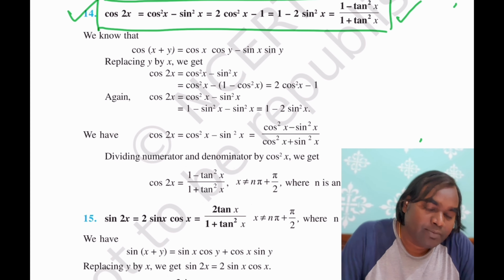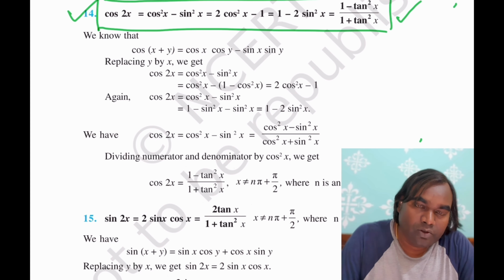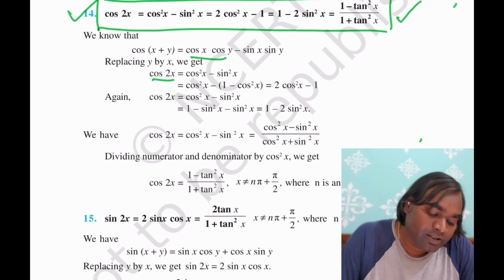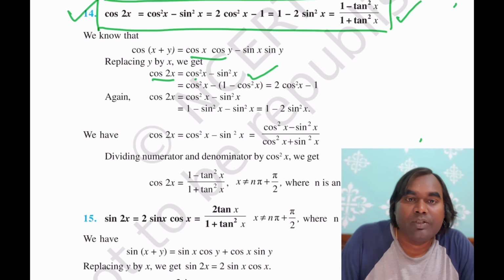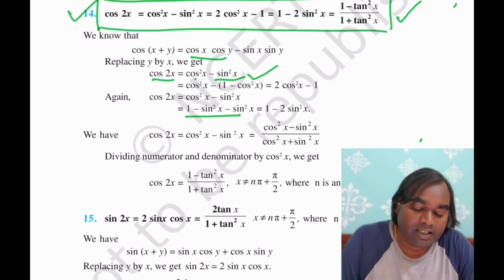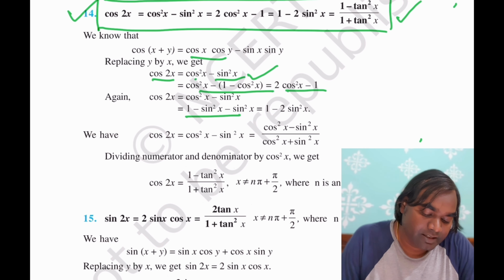So we know that cos(x+y) is equal to cos x cos y minus sin x sin y, and replace y by x so that we can get the 2x. So cos(x+x) is equal to cos 2x. Therefore we get cos square x minus sin square x. So the first relation is proved. Now since we know that cos square x is equal to 1 minus sin square x, after substituting that, we can get this 1 minus 2 sin square x, and we know that sin square x is equal to 1 minus cos square x, so we'll get this and we'll get the final.